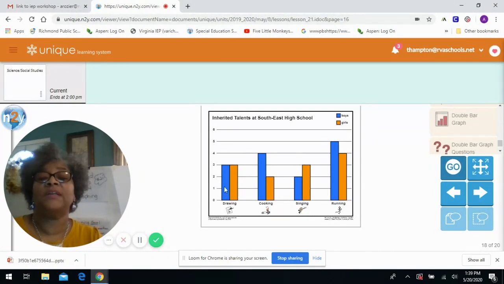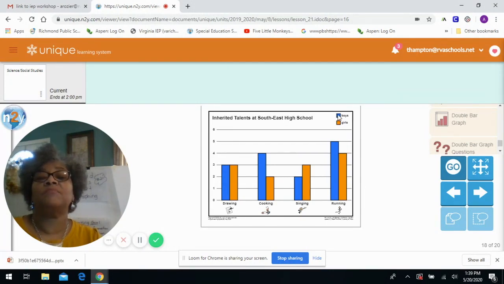All righty, so we're looking at this. How many students were able to draw? Now you know you have to work it with two, working with a double one. So it's this one and that one. So we add 3 plus 3 is what? 6.